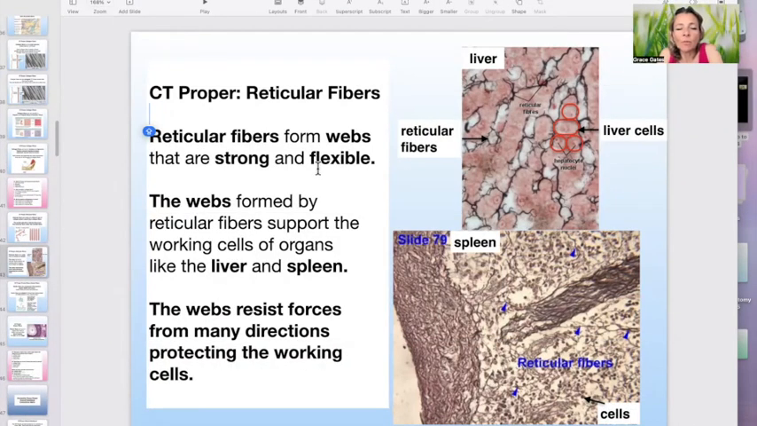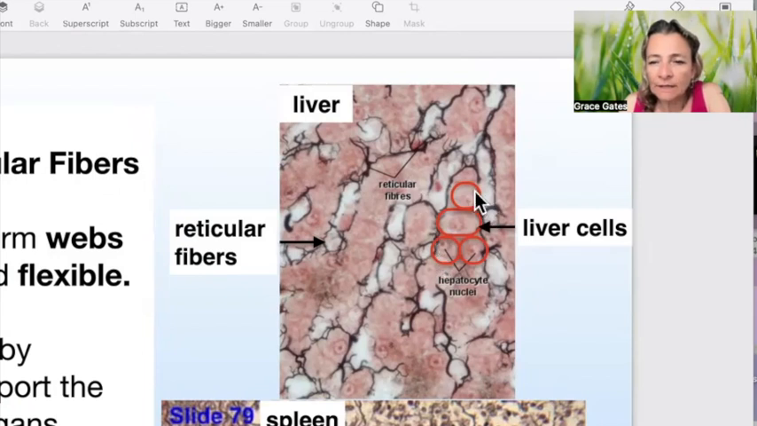Reticular fibers form webs that are strong and flexible, and the webs support the working cells of an organ like the liver, for example, or the spleen. The webs are able to resist forces from many directions, protecting the working cells. Here, the reticular fibers are stained black in this top picture, and in between the black reticular fibers, you can see the working cells, which this is a picture of the liver.